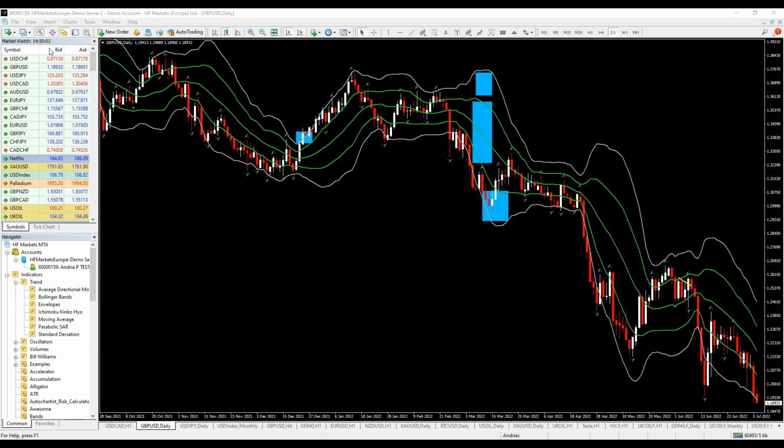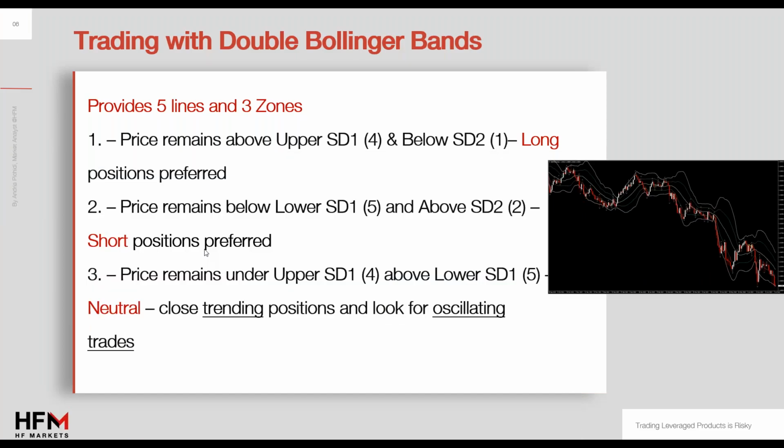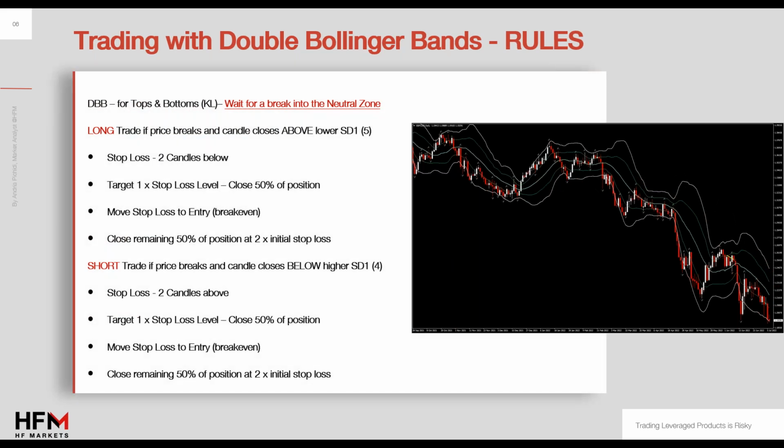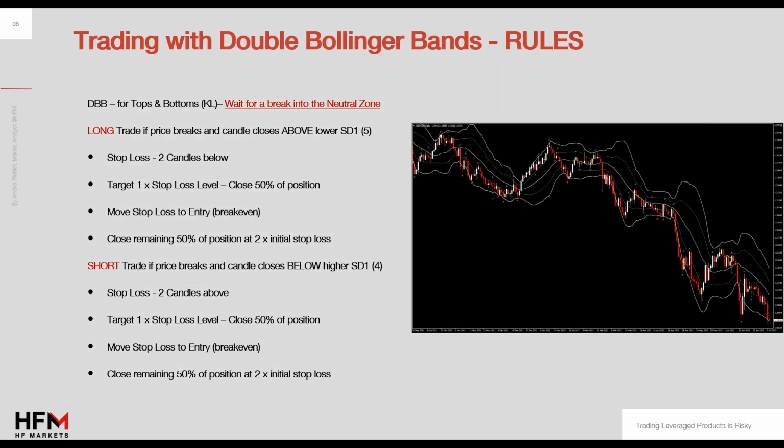So here are the rules, and here is how you can trade double Bollingers based on Miss Kathleen Lean's strategy and her rules. According to this strategy, we need to wait to see a break of the price into the neutral zone. Remember, I mentioned that we call it the neutral zone.